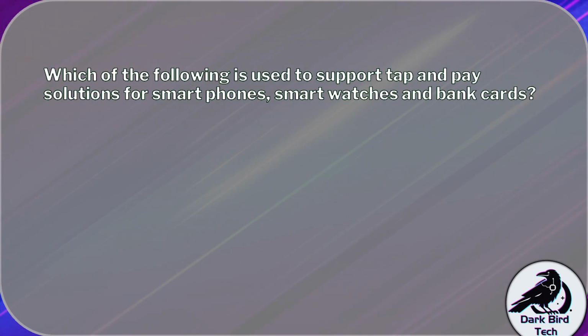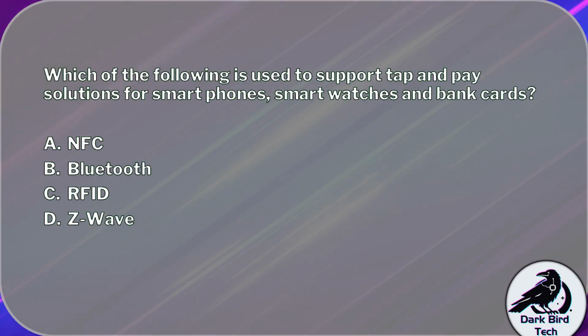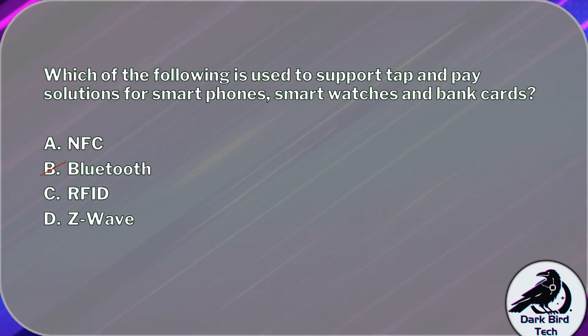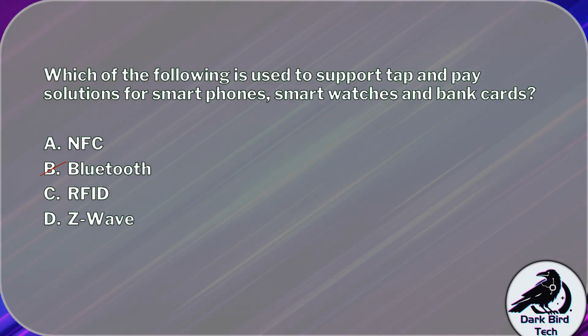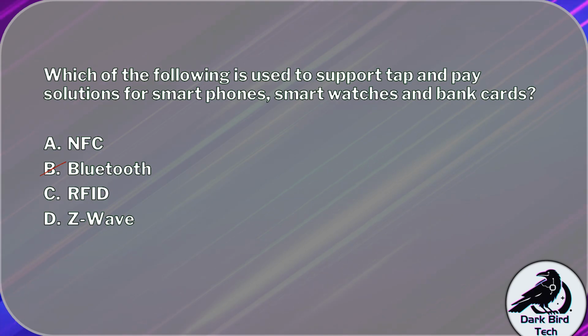So, which of the following is used to support tap and pay solutions for smartphones, smartwatches, and bank cards? We've got NFC, Bluetooth, RFID, and Z-Wave. I'll give you a chance to think about which option you like. Pause if you want to. But we can straight away eliminate Bluetooth, as generally we don't pay through Bluetooth. We normally do peripheral pairing.